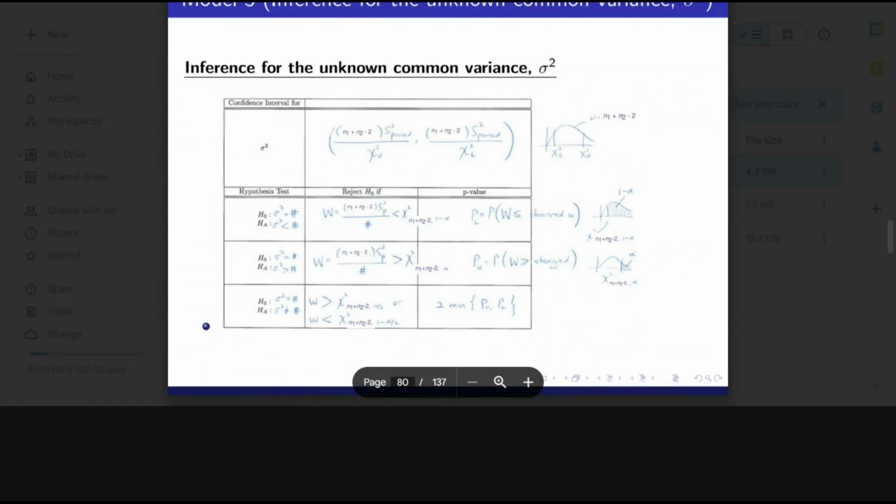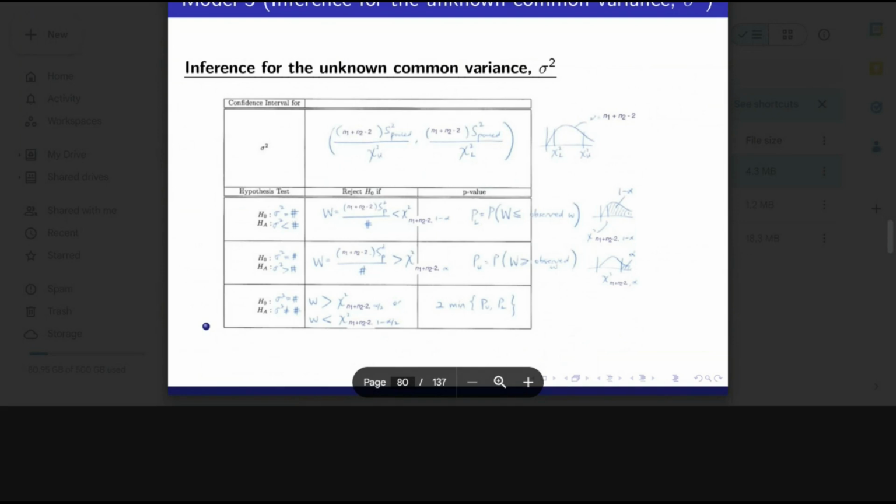Remember, for one population, we didn't have n1 plus n2 minus 2, we have n minus 1. Well, now it's using this square rule. It came from two populations. You scale it by n1 plus n2 minus 2. So when you study these things, compare your notes. Look at the old slide.